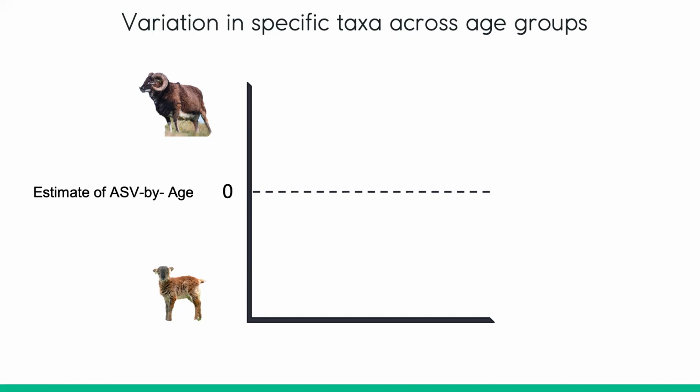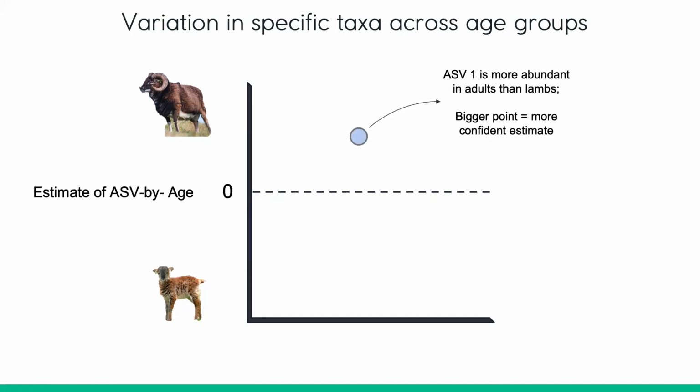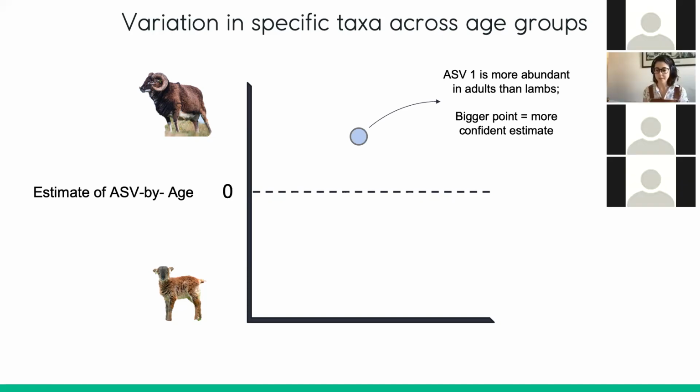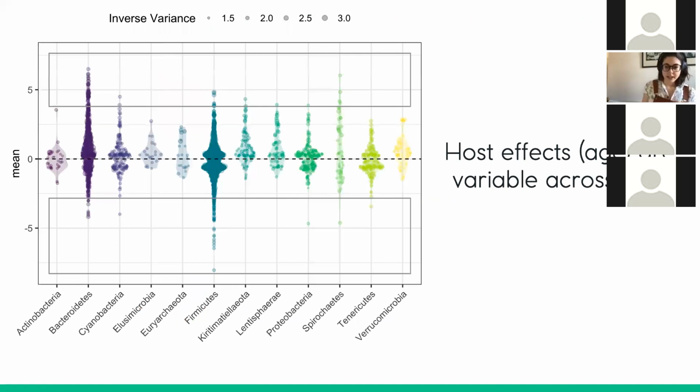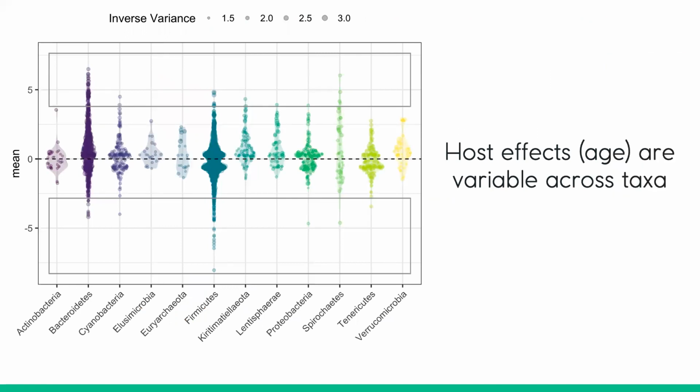So if the point is above 0, then that indicates that the sequence variant is more common in adults, and if it's below, it's more common in lambs. The bigger point is more confidence in our estimates. That's really all. And what we can see here, if we look across all of the phyla that we find in our study population, is that the host effects of age are really variable across taxa. So a lot of them cluster around 0, is what the violin plots are showing. But a few of them, in particular the Bacteroidetes, we see that they have a tail in the positive direction, indicating that this taxa is much more common in adults.